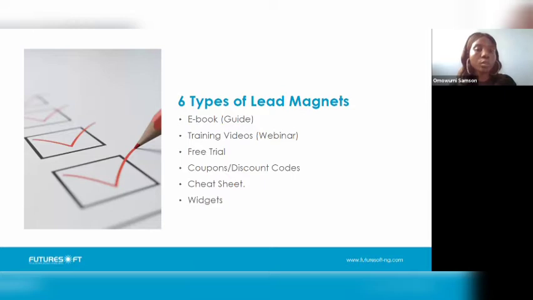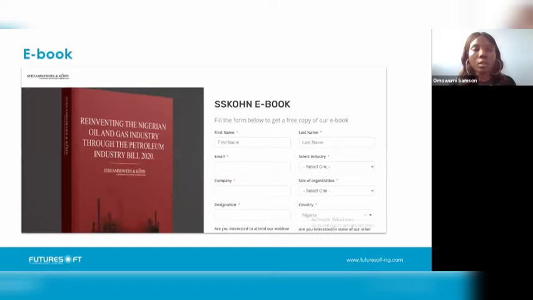So I would like to show you more examples, the different types of lead magnets that we have. We actually have a whole lot, more than 6, but for the sake of this session, I just decided to go with 6 types. We have the ebook, we have the training videos, which is like a webinar or a podcast or masterclass. And then we have the free trial. Then we have the coupon or discount codes. Then we have the cheat sheet, and then we have widgets. Like I said, we have more than this. We have the quizzes as well. We have quite a number of them. So I just want to address and treat these 6. Okay, so I'll be breaking them down one after the other.